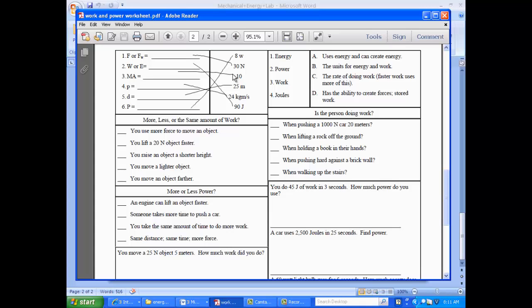If we move over to here, energy, we want to match the definition. Energy is what? What did you guys put for energy? Look at your homeworks. What did you put? C. What about for power? Well, let's go down to joules. What's joules? B. Good. Work?